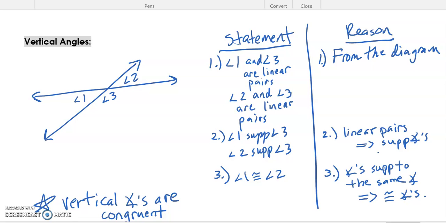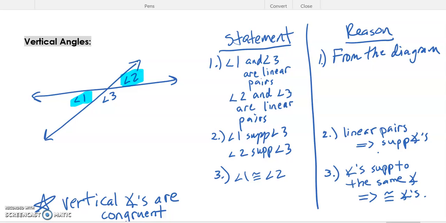The first thing we're going to start out with today is one more of the agreed upon reasons you're going to add to your continued list. This is the relationship of vertical angles. Just to review what vertical angles actually are, vertical angles are angles created by two lines or segments or rays that intersect, and they are opposite one another.